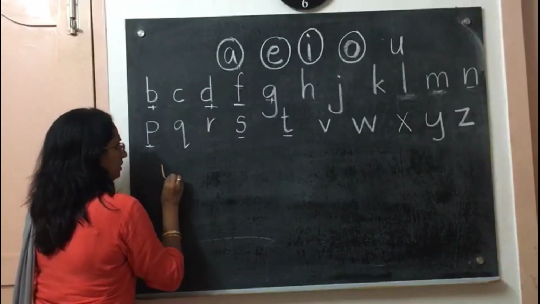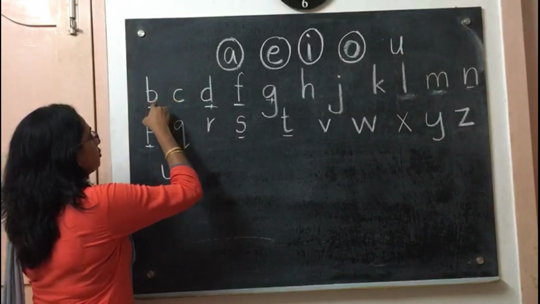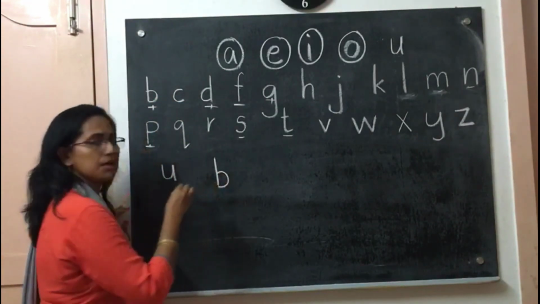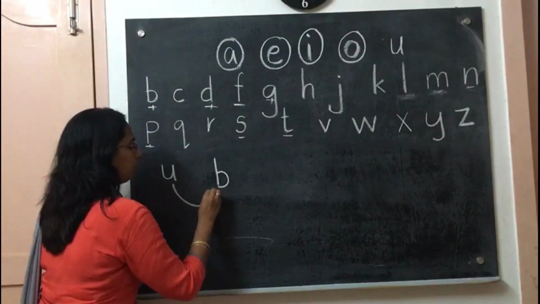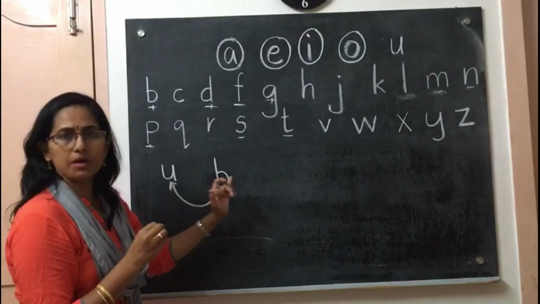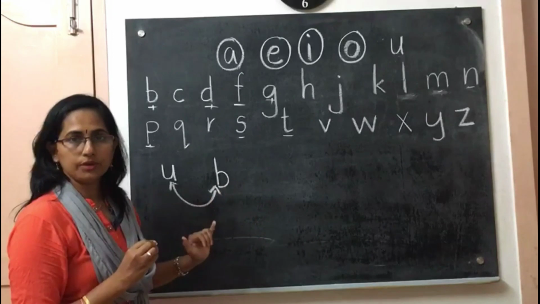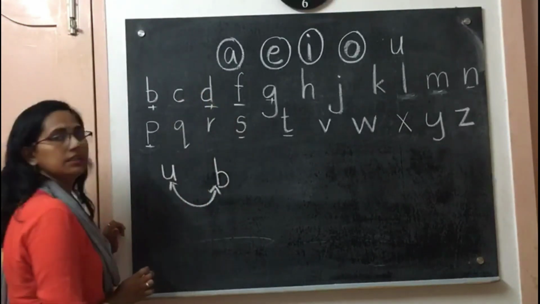The sound of U is A. And we are going to join letter B. The sound of B is B. A joined with B. A, B, Ab. Clear? Okay. Now the next one, I'll join with D.